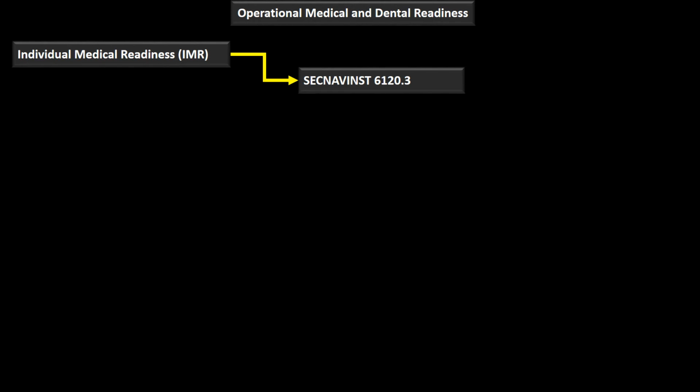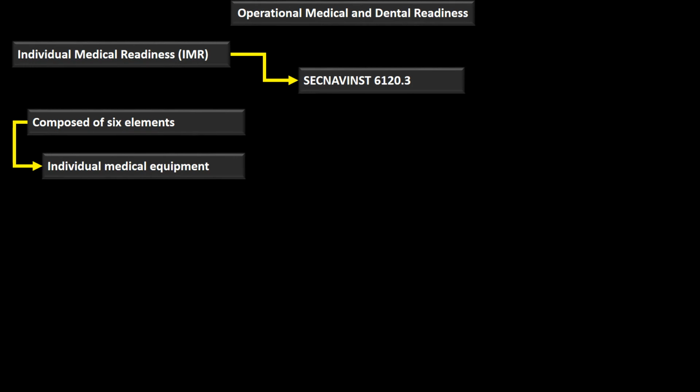If we want to look at the breakdown of the SSIC code a little bit, the 6 has to do with medicine, of course. So that's why this instruction is labeled as a 6,000, and this 1 has to do with physical readiness. So this is individual medical readiness. That's why it's 6120.3. It's an instruction on IMR and periodic health assessments. So our IMR is made up of 6 elements, okay? And we've got to know these 6 elements, and we've got to know that there are 6 of them.